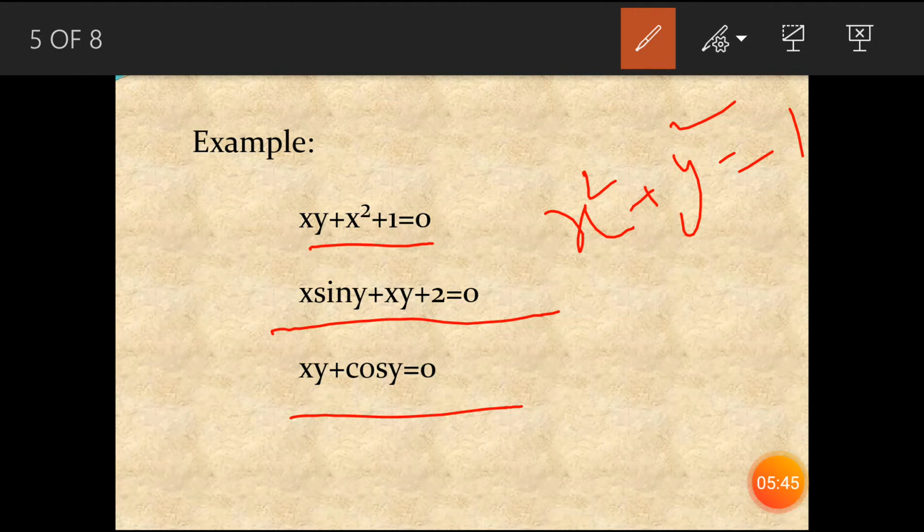I'm just waiting because I just want you to think for a minute, and after that I'll discuss with you. So you would have thought your answers in your mind, so just discuss with me. Okay, let's go. x squared plus y squared equals 1.